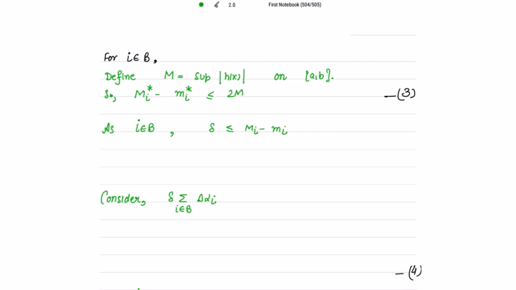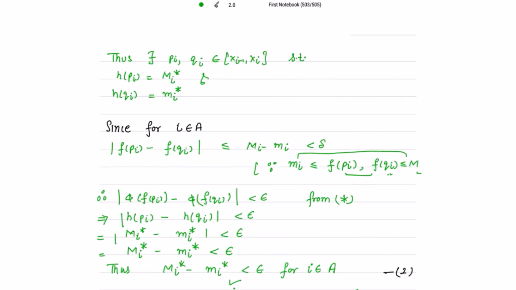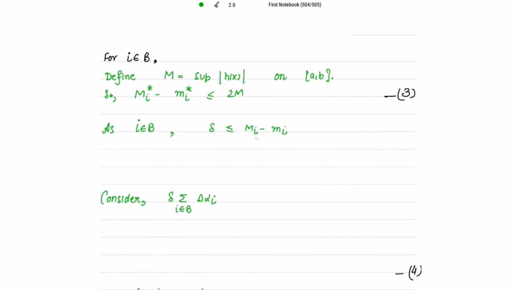And of course Mi star minus small mi star are defined on the segments [x(i-1), xi]. But here capital M is the supremum on the bigger interval, the closed interval [a, b]. Right? So of course this difference is less than or equal to twice M. Now as i belongs to B, I know that this difference is greater than or equal to delta. From here I will write that delta is less than or equal to the difference.